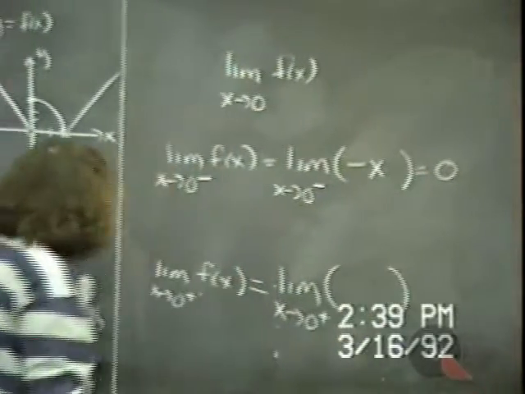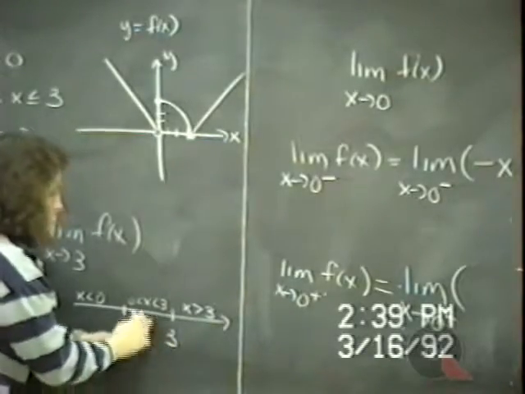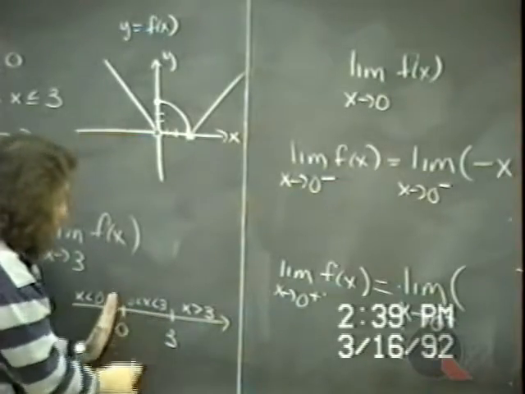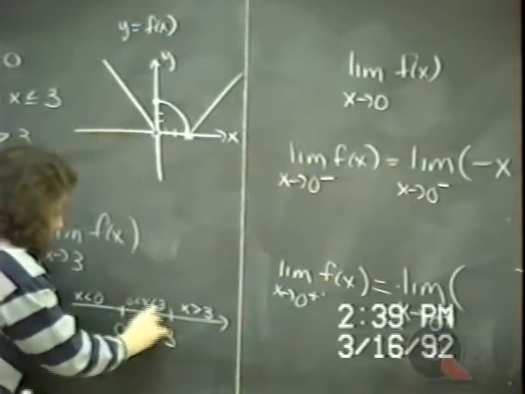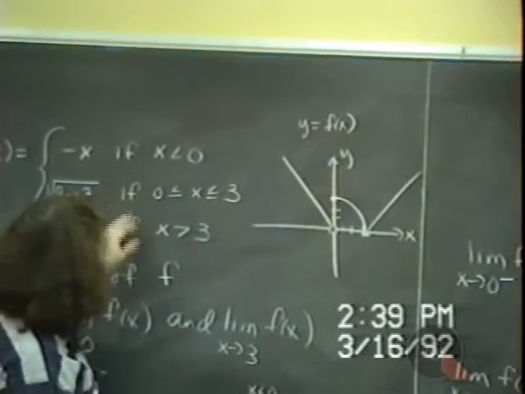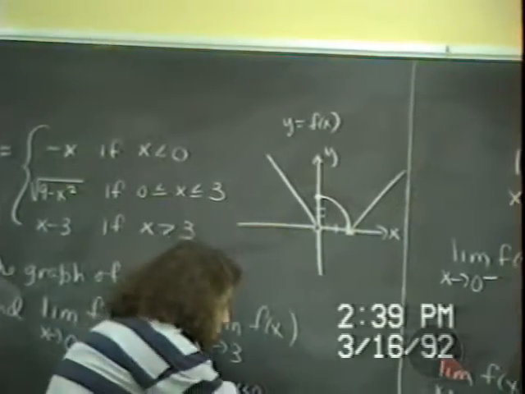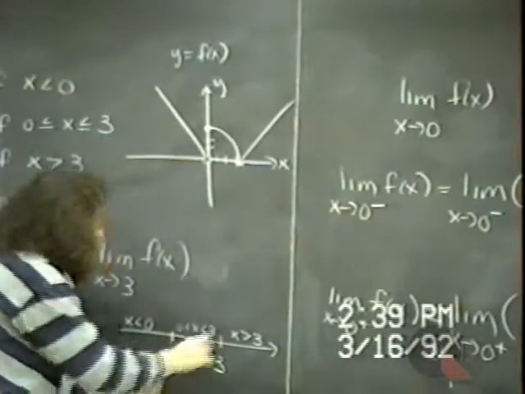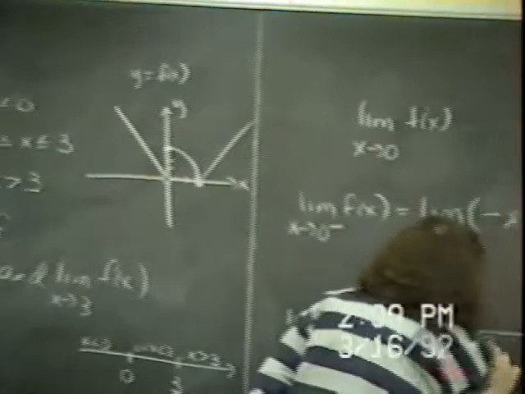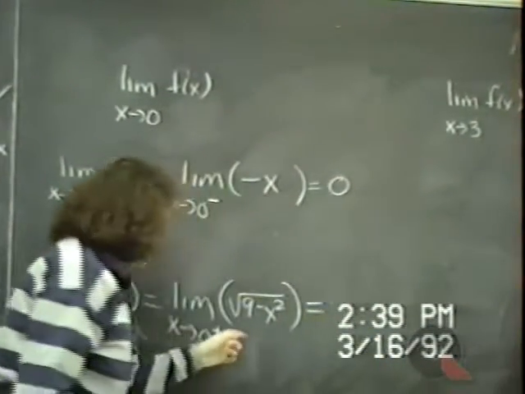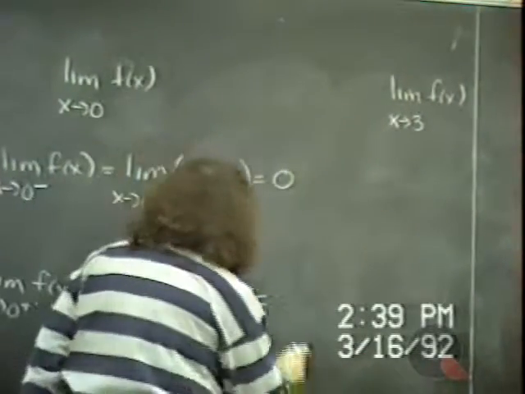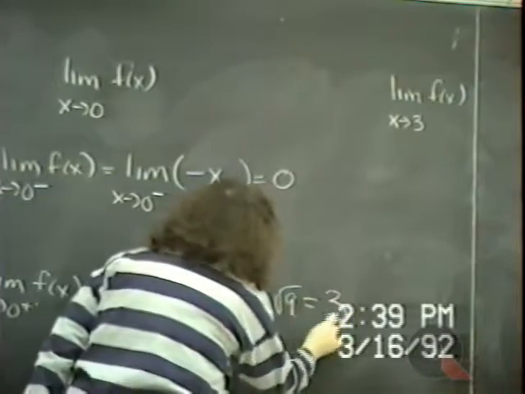As x approaches 0 from the right side, immediately to the right is the region between 0 and 3. As you approach 0 from the right, you're between 0 and 3, so you replace f of x by the square root of 9 minus x squared. And evaluate this limit by substitution. The square root of 9 minus 0 squared, the square root of 9, which is plus 3.